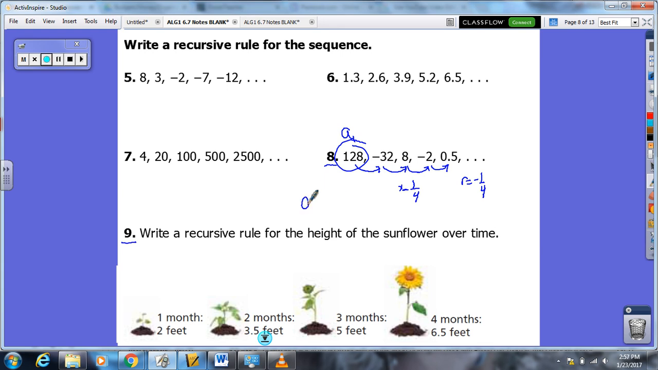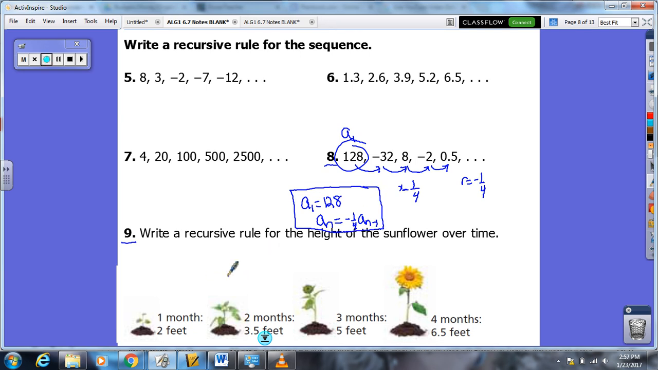For our equation, we would state the first term, a sub 1 equals 128, and then do the formula. A sub n equals, now since this is geometric because it's multiplying, we would do our common ratio, which was negative 1/4 times a sub n minus 1, which is the previous term, and that would be our answer.